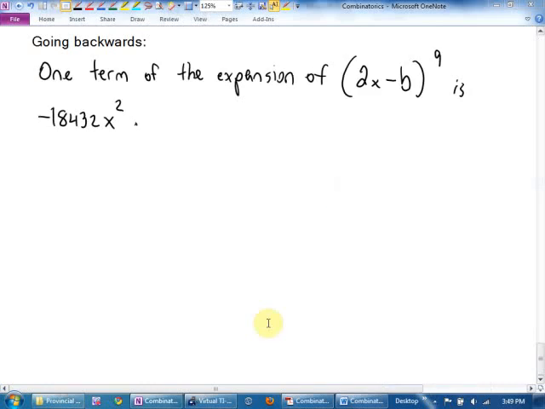One term of the expansion of (2x + b) to the 9th is negative 18,432 x squared. Find b. So here's my argument. What I'm going to do is reverse engineer this thing.